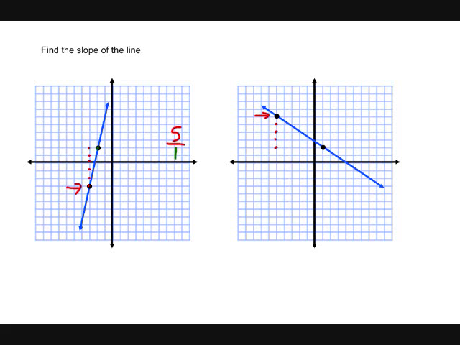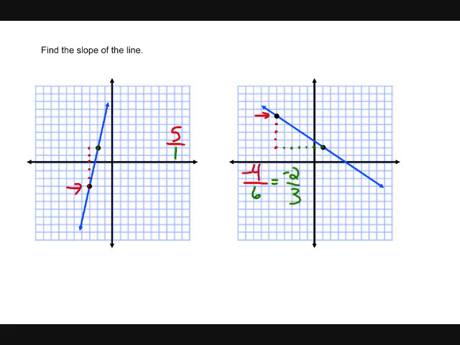So we're going to start from the leftmost point again, and we're going to go down 1, 2, 3, 4. So my slope is going to be negative 4 over, and then my run would be 1, 2, 3, 4, 5, 6. So negative 4 over 6. Now this does reduce to negative 2 over 3, and so the slope that describes this line is a negative 2 over 3.